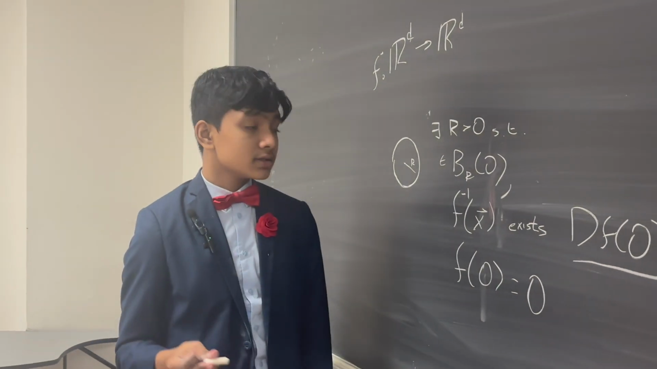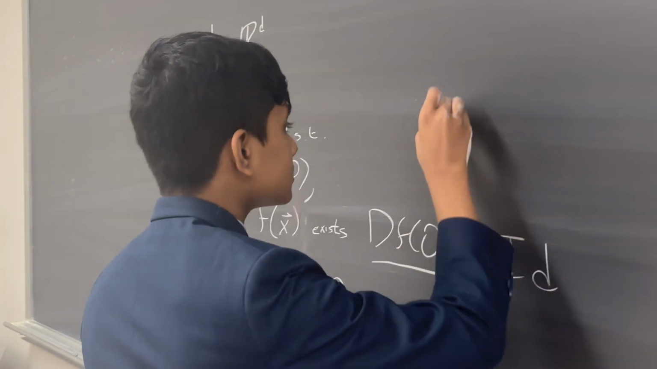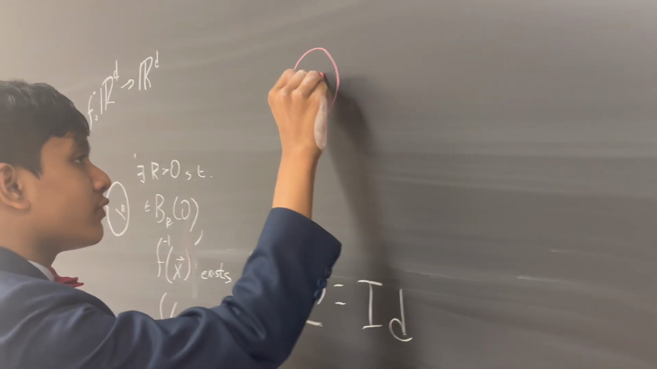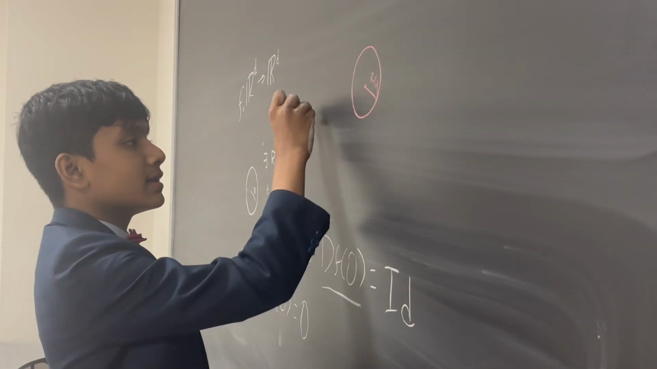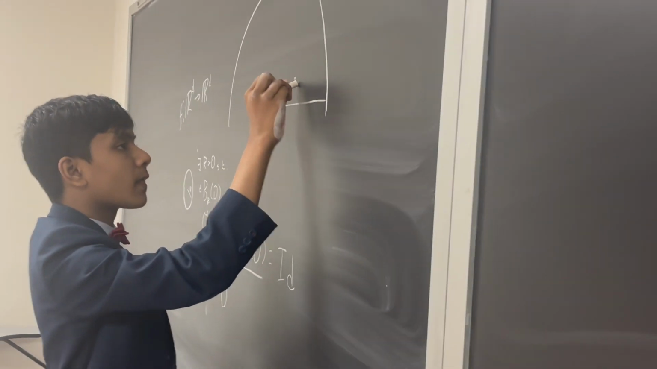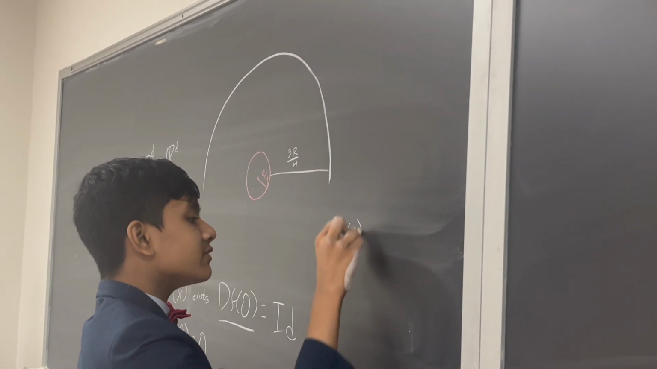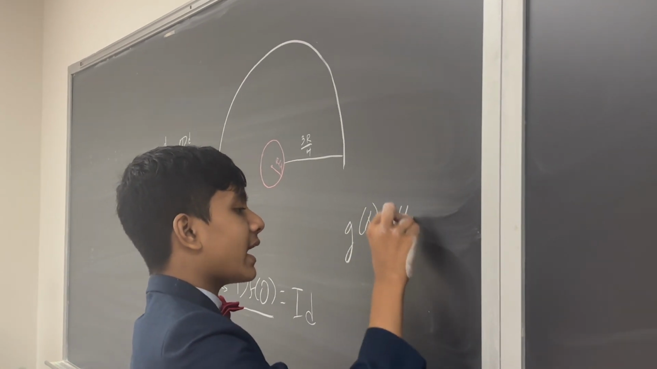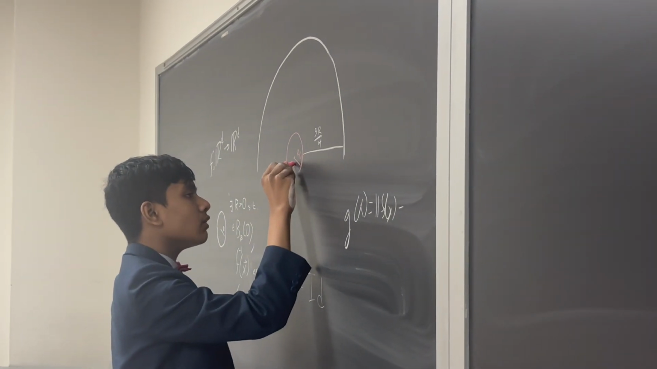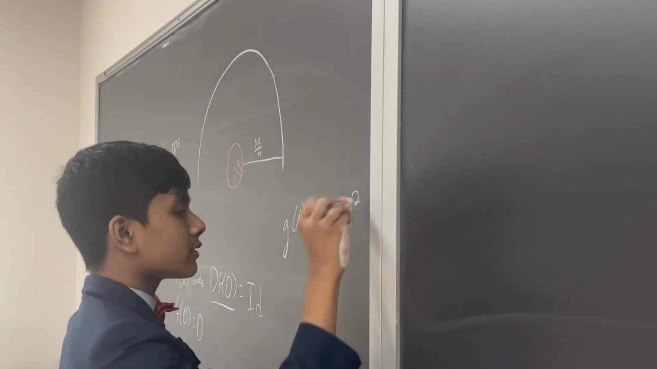matrix. Alright, so now here's what we're going to figure out. I'm going to take some ball of radius r over 4 around 0 within that ball of radius r. And now I'm going to take a scalar valued function, g of x is equal to the norm of f of x minus, I'm going to choose some point y inside this ball, so f of x minus y squared.